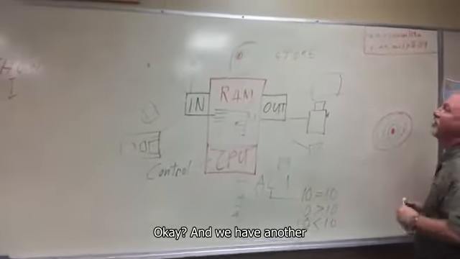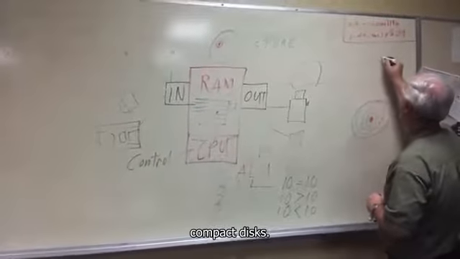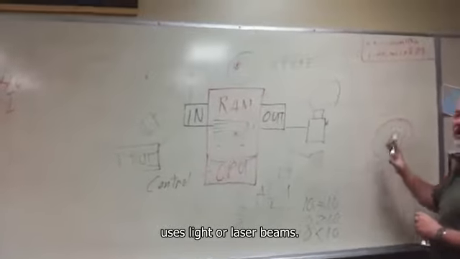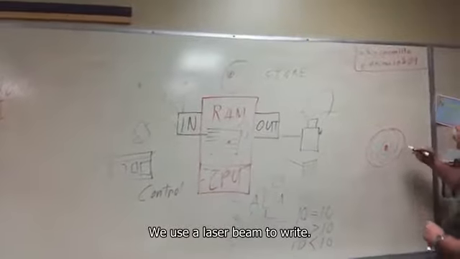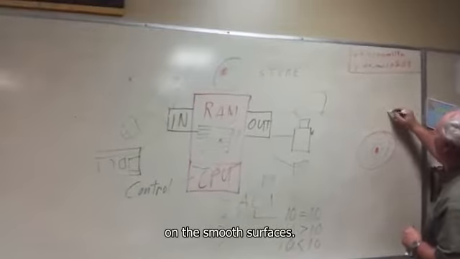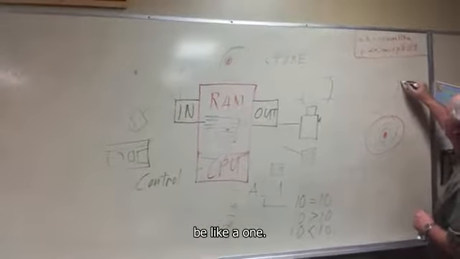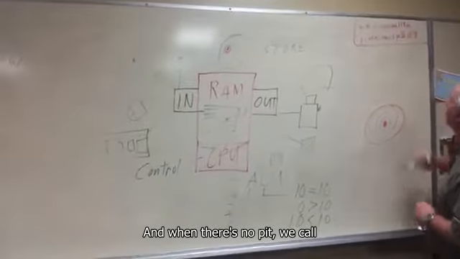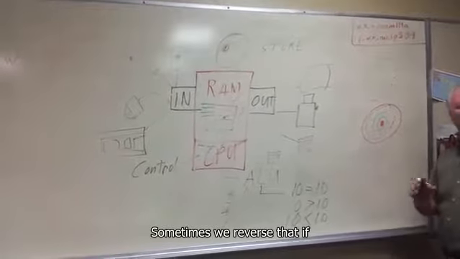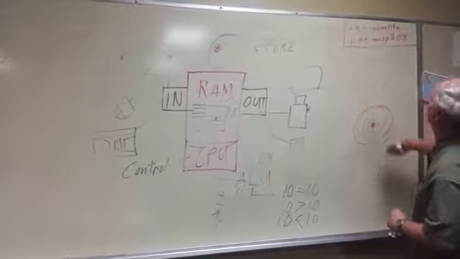And we have another storage device, an optical disc, like our compact disc. Our compact disc uses light or laser beams. We use a laser beam to write, and if we shoot a little laser beam in here, we put a little pit on the smooth surfaces. If you put a pit there, that could be like a 1, and when there's no pit, we call that a land, and that would be a 0. Sometimes we reverse that if it's a negative or positive CD.